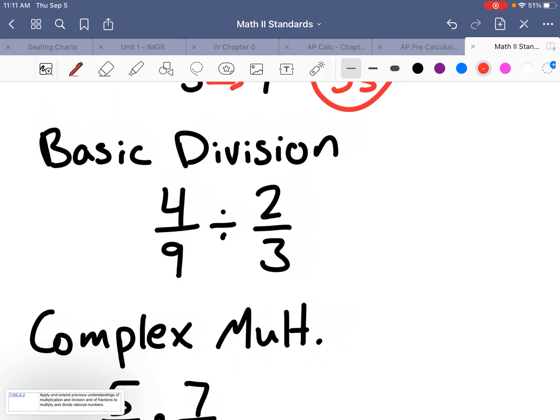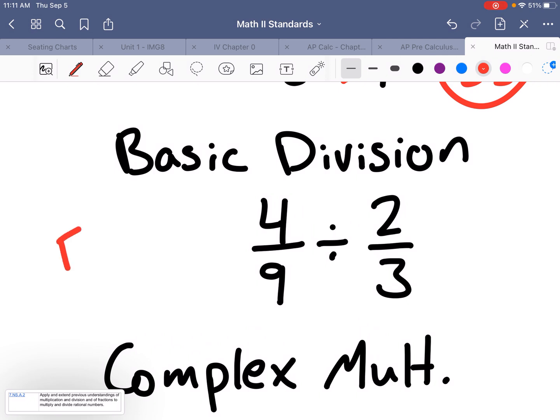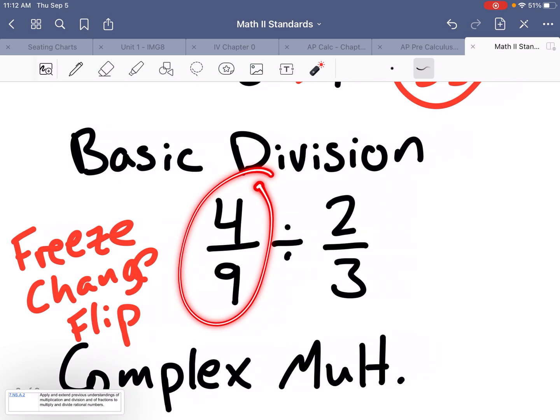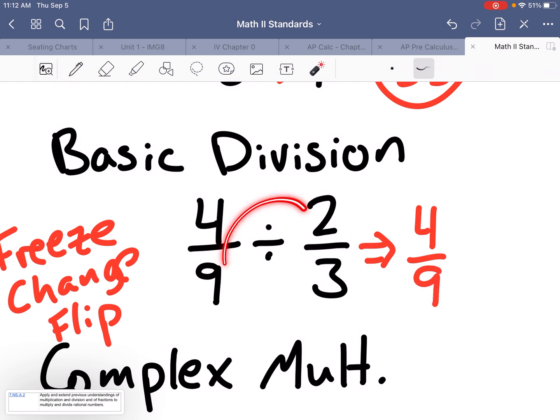Basic fraction division, what you're going to want to remember is 3 words: freeze, change, flip. And what I mean by that is the first fraction here, 4/9, stays the same. That's what I mean by freeze. Nothing changes. Change. I'm going to change my division to multiplication.